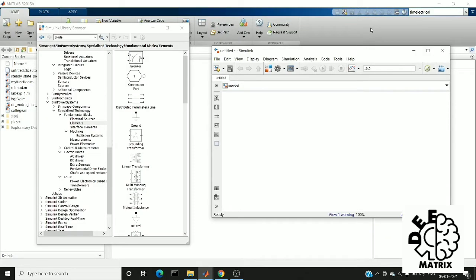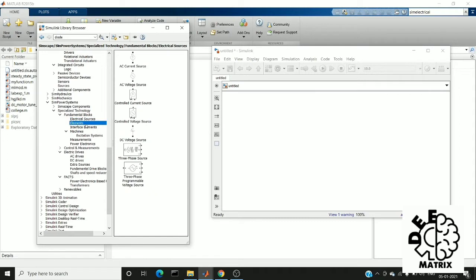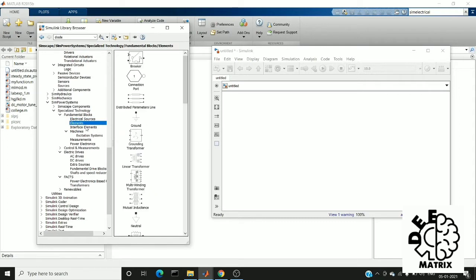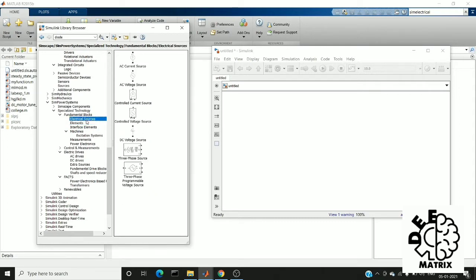In today's video, we are going to construct the series negative clipper circuit in MATLAB. For that, I am going to use Sim Power Systems. Inside that, you can find the fundamental blocks where you can get electrical sources, elements, and other power electronic elements, etc. So first of all, I need an AC voltage source.